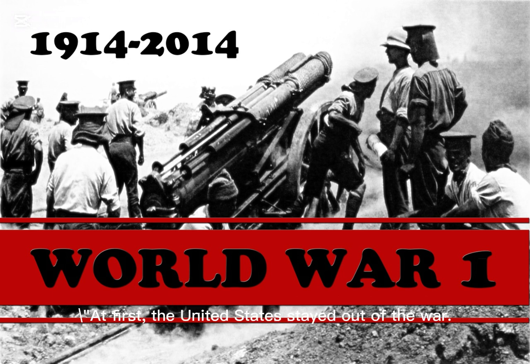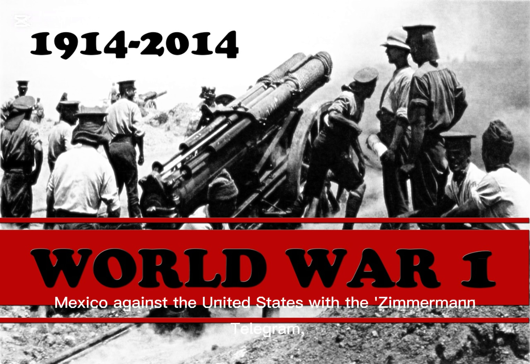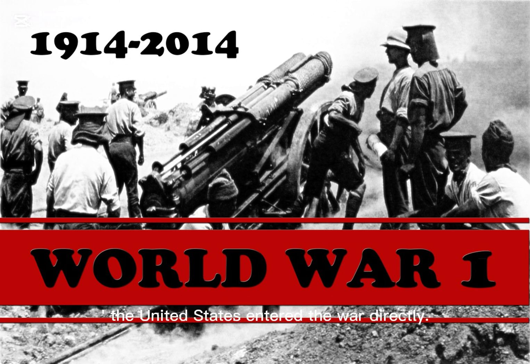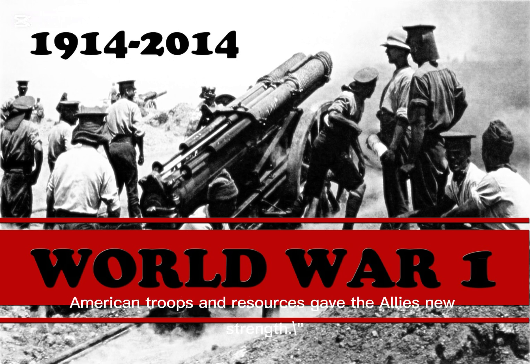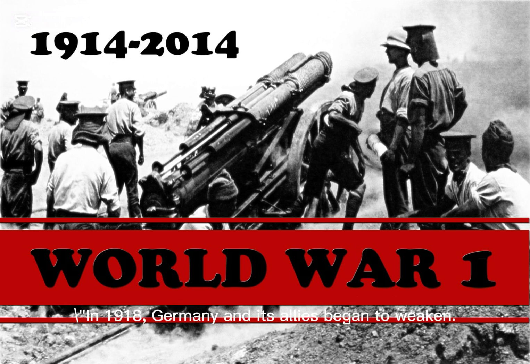At first, the United States stayed out of the war, but when Germany began attacking American ships in 1917 and incited Mexico against the United States with the Zimmerman telegram, the United States entered the war directly. American troops and resources gave the Allies new strength. In 1918, Germany and its allies began to weaken. The war ended on November 11, 1918, with an agreement known as Armistice Day.